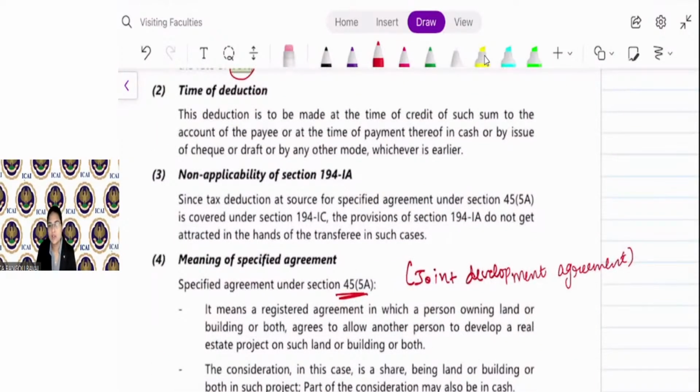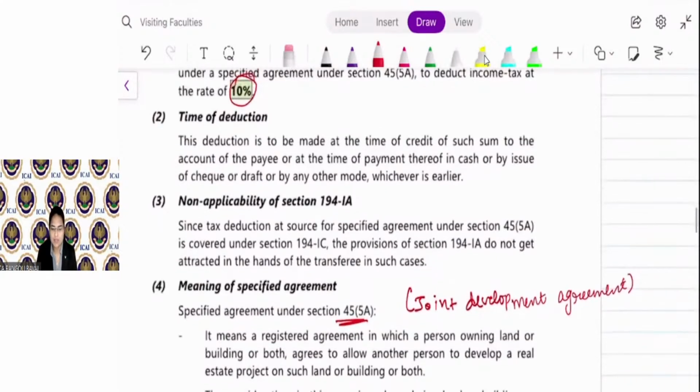194 IA is not applicable. See, we have discussed 194 IA, that is TDS on transfer of immovable property, but in case of specified agreement, a specific section, that is 194 IC, is given, so 194 IA is not applicable. So say for example, builder is giving 10 lakh rupees to landowner plus 2 flats. So TDS is applicable at the rate of 10% on 10 lakh rupees and not on the value of flats. Clear everyone?